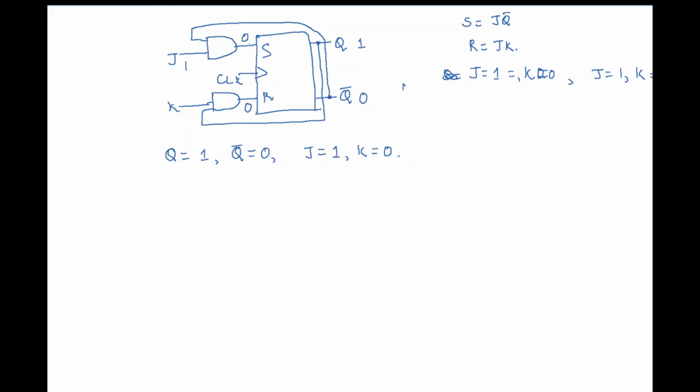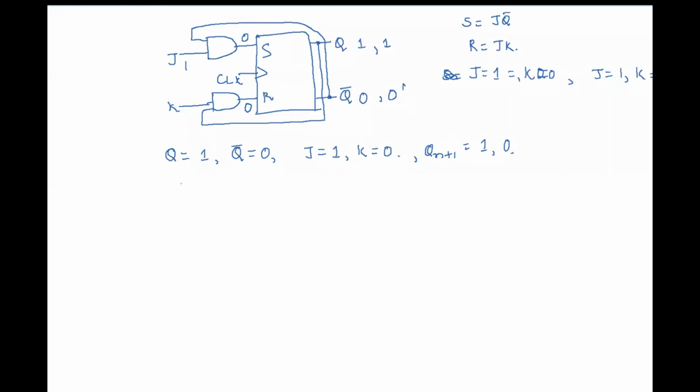So once these two inputs are 0, we know it will retain the previous state, 1 and 0. So your output comes out to be 1 and 0. It does not only mean that your output is being retained, it also means your output is being set.